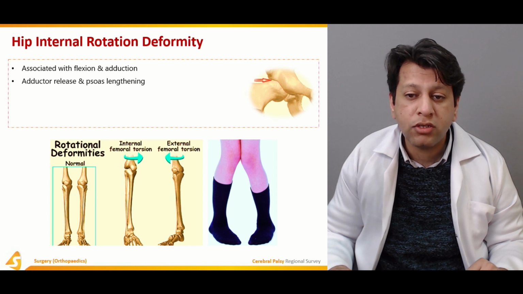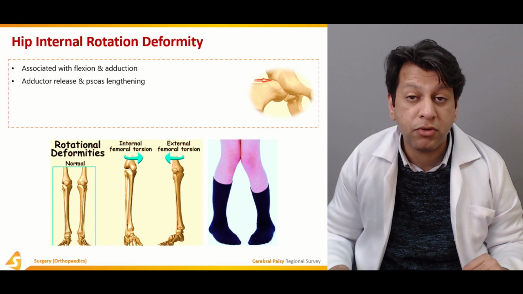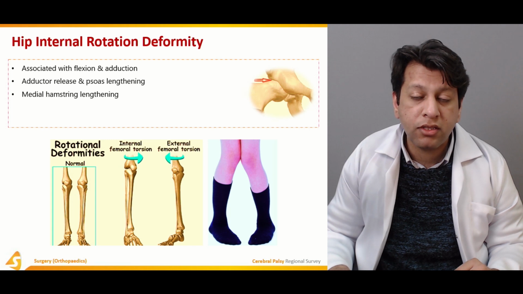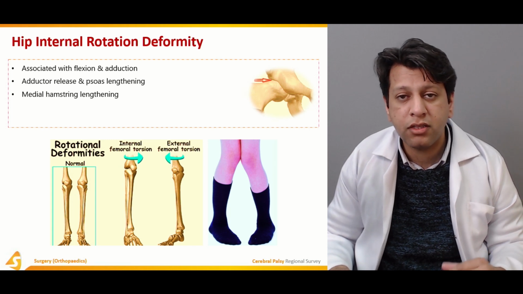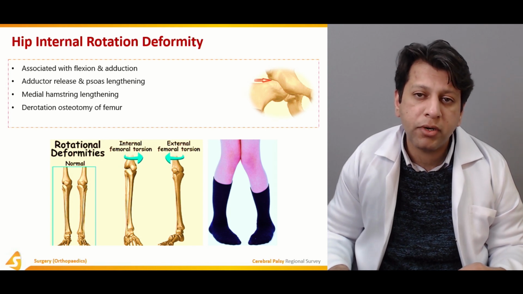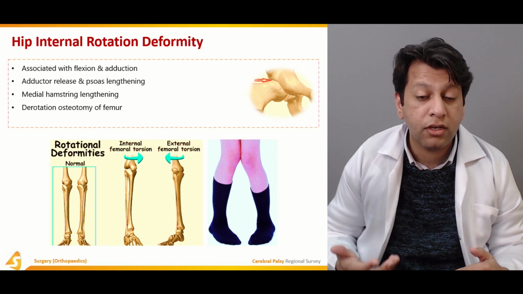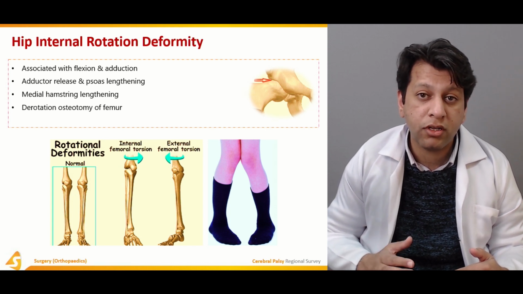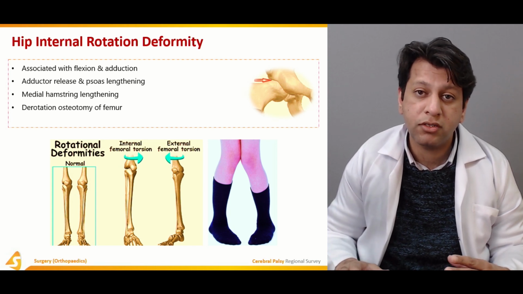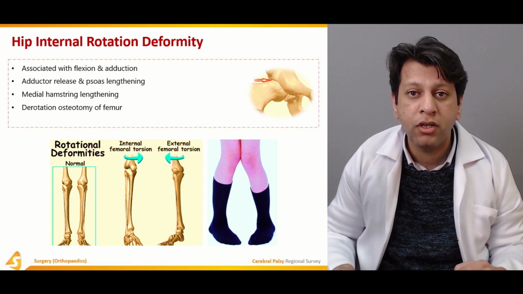Adductor release and psoas lengthening not only help with flexion and adduction, but also help adjust the internal rotation of the hip joint as well. Usually medial hamstring lengthening is enough to clear the knee contracture, and derotation osteotomy, although rarely required, can also be done if, despite all these soft tissue releases, the internal rotation is still not normal. Then derotation osteotomy of the femur can be done so that the patient is able to walk properly, where there is no in-toeing and out-toeing of the toes.